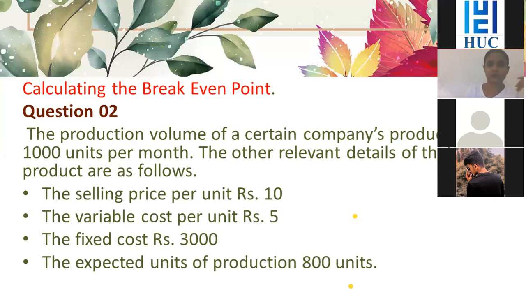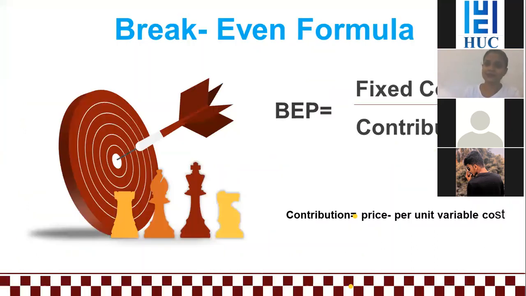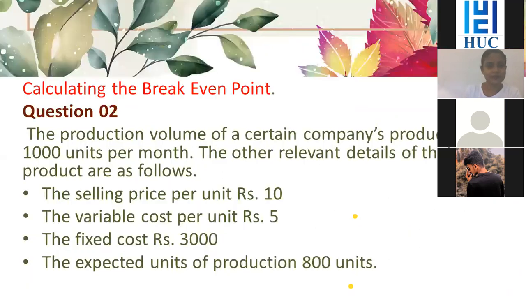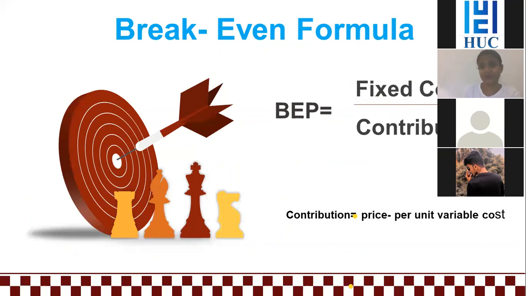So they are asking us to calculate break-even point. When we are calculating break-even point, we need to write this equation first. Write it: break-even point equals fixed cost divided by contribution. We need to write this first. Fixed cost, what is the fixed cost here? No problem, we can find the answer directly from the question. It is 3,000. So fixed cost we can write 3,000.